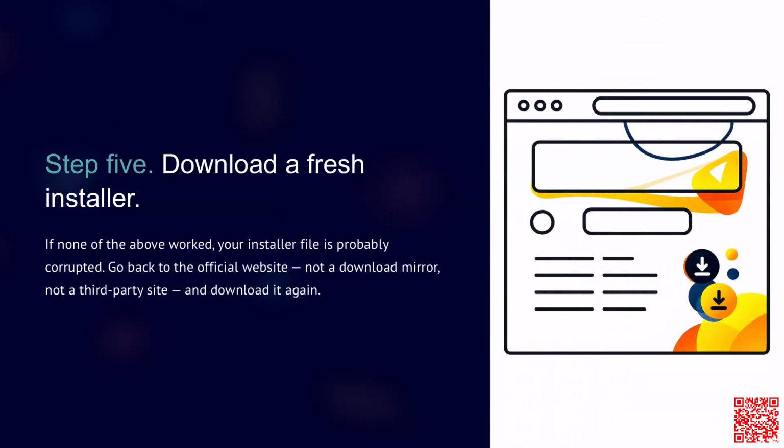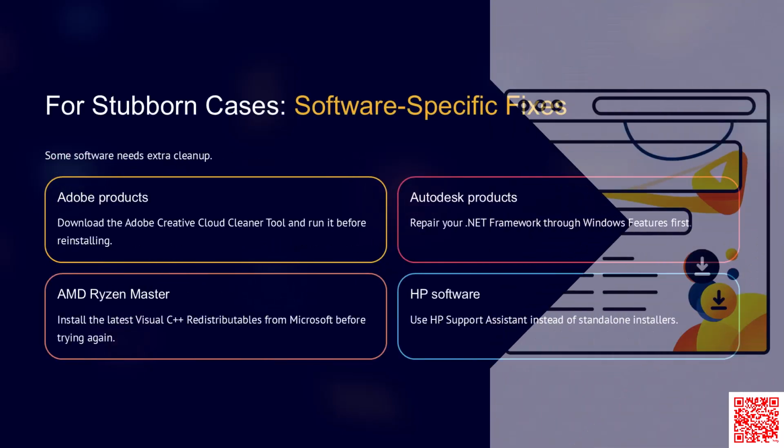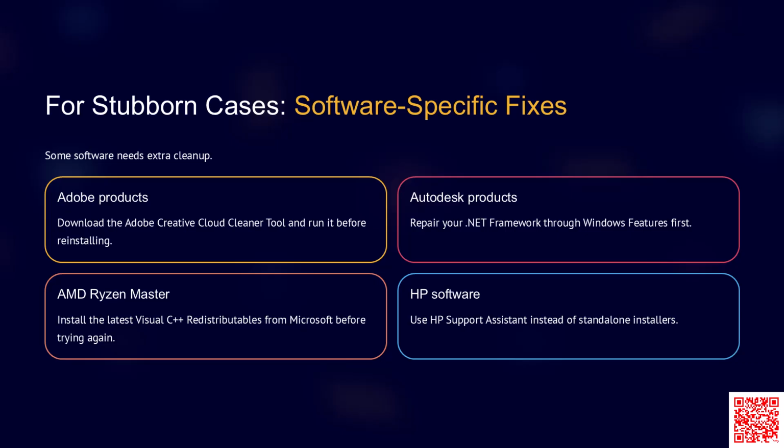Step 5. Download a fresh installer. If none of the above worked, your installer file is probably corrupted. Go back to the official website, not a download mirror, not a third-party site, and download it again. For stubborn cases, some software needs extra cleanup.